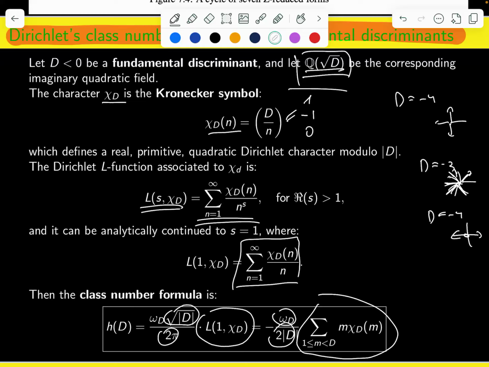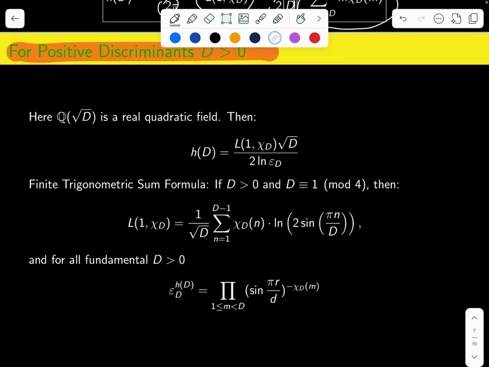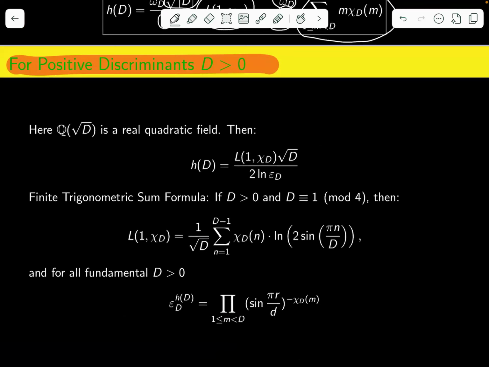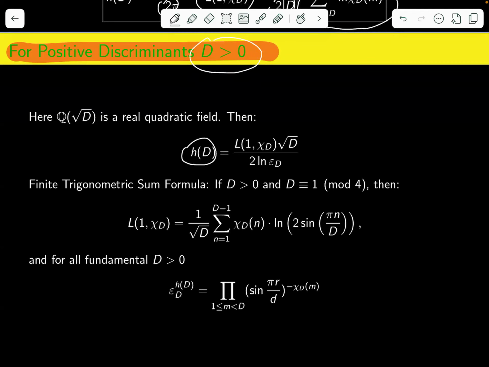Okay, that's the Dirichlet formula for the negative discriminant. Okay, what is the analog for positive discriminant? Again, it's all very well known. I think it's from the 18th, well, 19th century. So here, if the discriminant is positive, then we have a similar formula again. So that's h of d. It's proportional to the value of the L function at 1 times the square root of d. But here you divide by the logarithm of the fundamental unit. So you remember, this epsilon d corresponds to the minimal positive solution of Pell's equation.